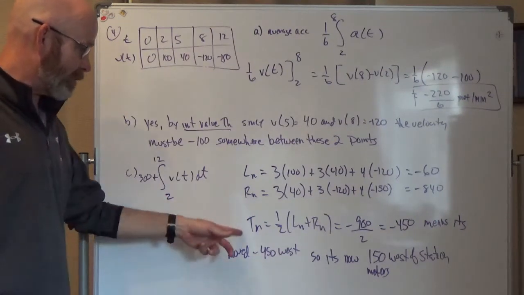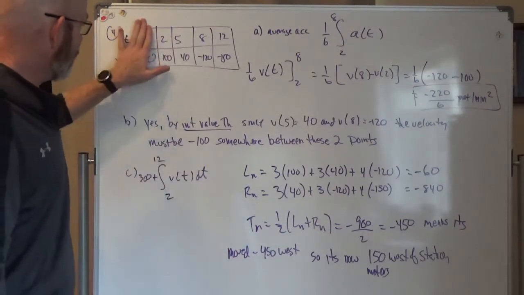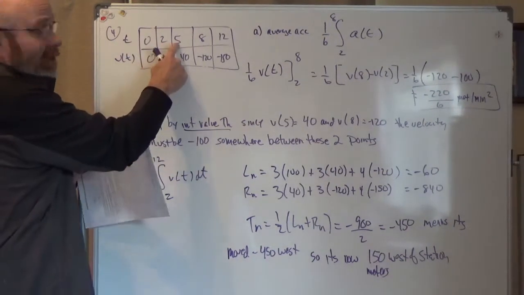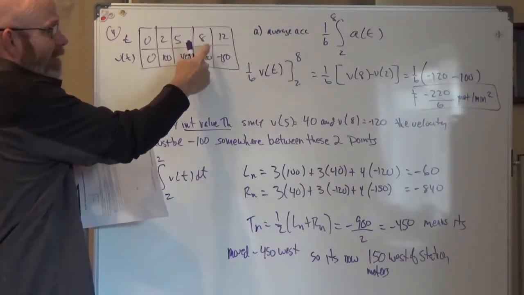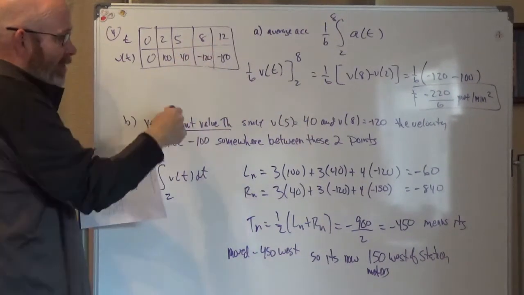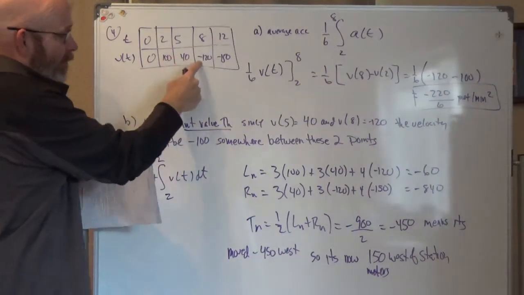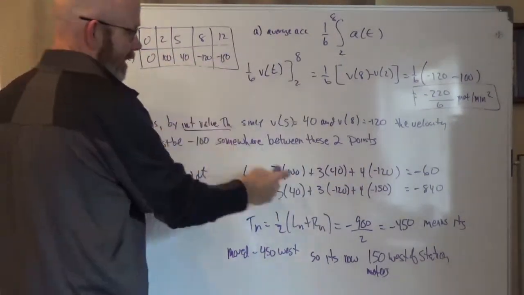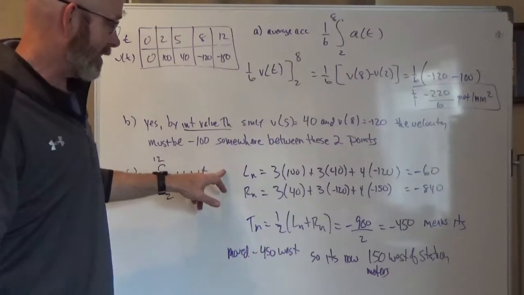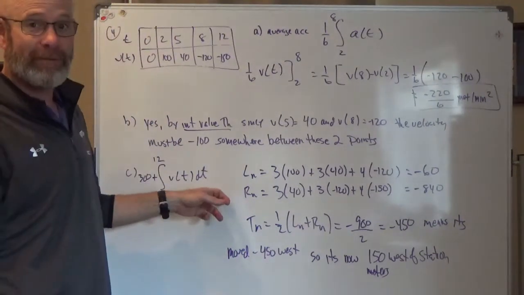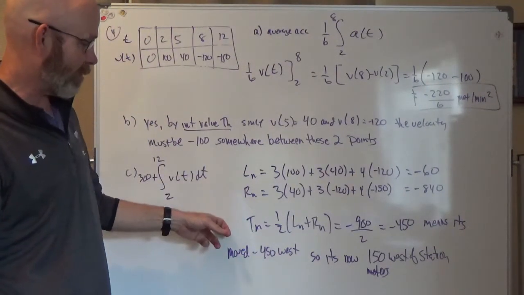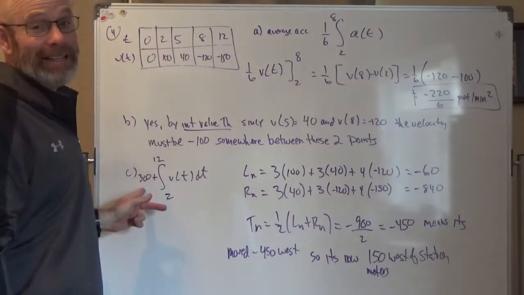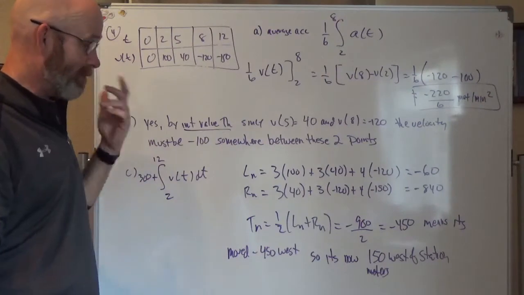They said use a trapezoidal rule with 3 subintervals, so I'm going from 2 to 12. So the width of the first rectangle is 3, the second one's 3, the third one's 4. And the left-hand rectangles are going to be 100, 40, and negative 120. And the right hands will be 40, negative 120, and negative 150. So I got negative 16 for the left-hand rectangle rule, negative 840 for the right-hand rectangle rule. The trapezoidal rule is the average of those two, which is negative 450. So I take that negative 450 and add to 300, and I get negative 150.